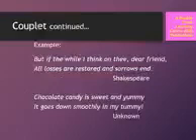For example, "But if the while I think on thee, dear friend, all losses are restored and sorrows end." Friend rhymes with end. This is by Shakespeare. "Chocolate candy is sweet and yummy. It goes down smoothly in my tummy." Yummy rhymes with tummy. The source of this piece is not known.